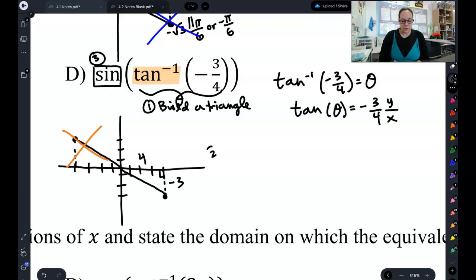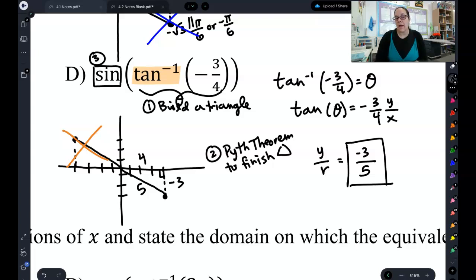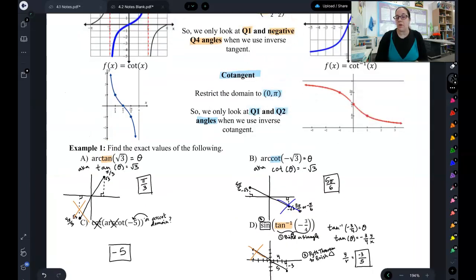Now step 2, use Pythagorean's theorem to finish the triangle. And you will probably notice this is just a 3, 4, 5, so we can finish it pretty quickly there. Then step 3, use the outside one to answer. So I want to end with sine. I know that sine is y over r. My y value is negative 3. My r value is 5. And you're done.